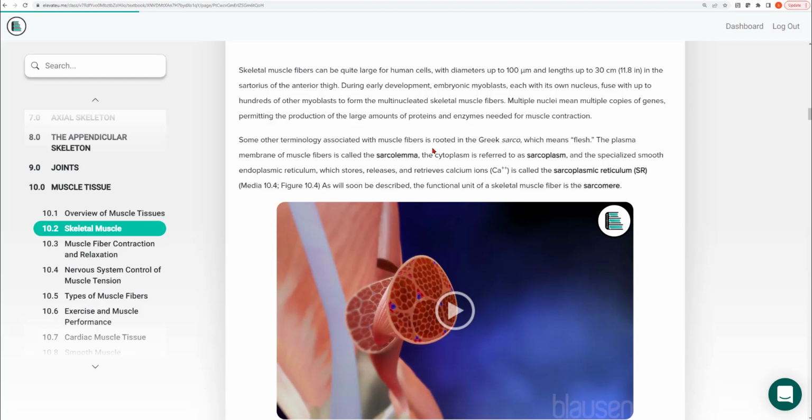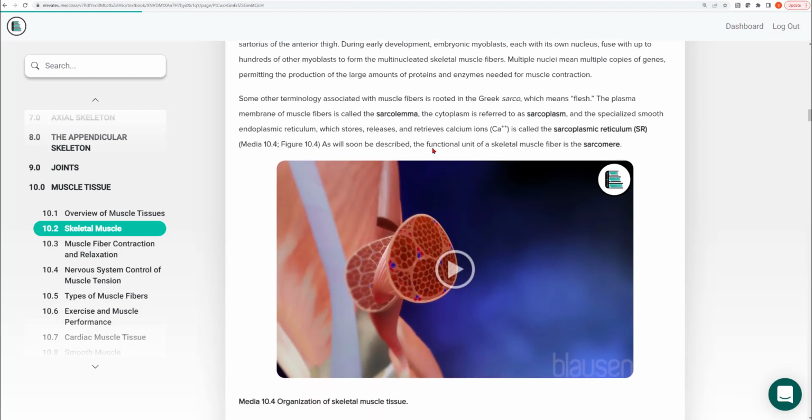There is some unique terminology that goes along with muscle cells. They're just so unique. They have their own vocabulary, and you're going to see that sarco term used a lot. So I've already shown you the sarcolemma. The sarcolemma is that cell membrane of the muscle cell or the muscle fiber. And the inside, rather than just being called the cytoplasm, is referred to as the sarcoplasm. Again, very similar term, just sarcoplasm rather than cytoplasm.